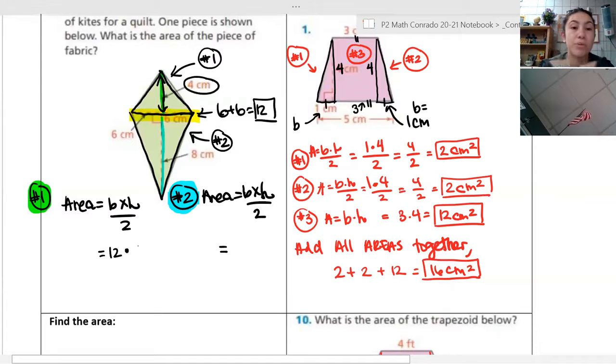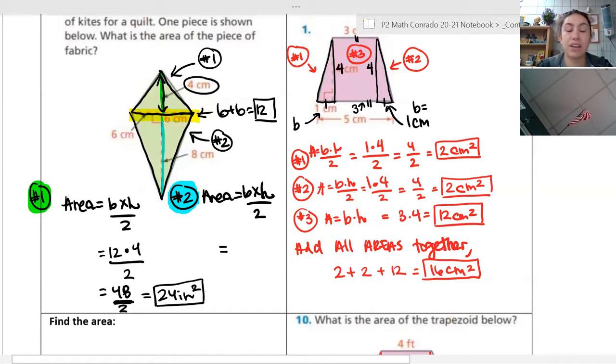Our height for triangle number 1 is 4 centimeters. We divide that by 2. So first let's multiply 12 times 4, which is 48. Let's divide 48 by 2, which is 24 inches squared.